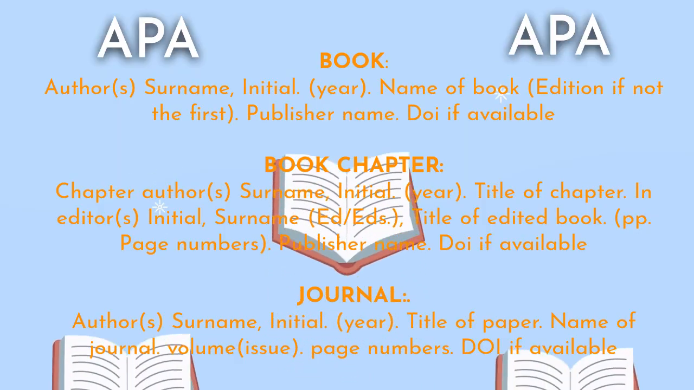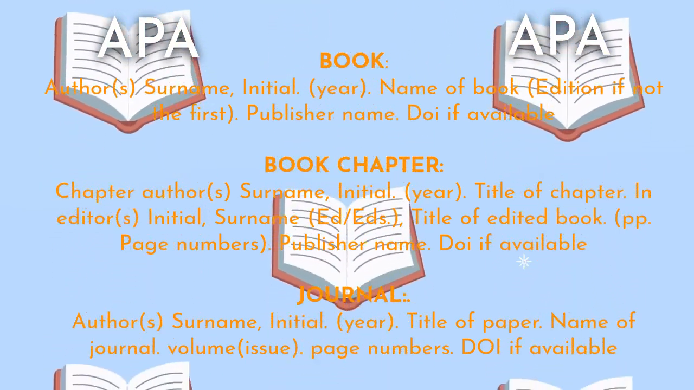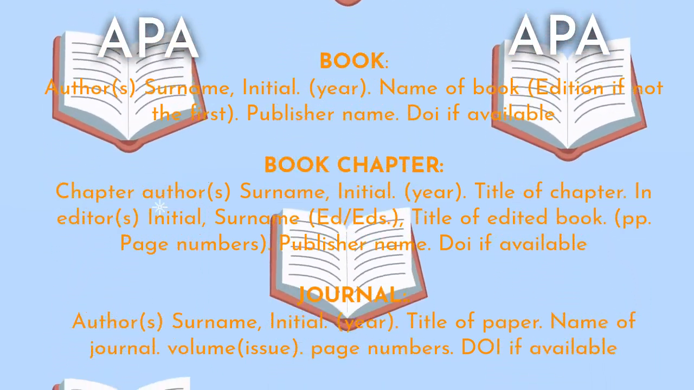And in the reference list, authors are alphabetical with specific ways of referencing journal articles, books, book chapters, websites, and so on. I haven't got time to go through all of them now, but you can check out the APA website. It gives you all of the options.